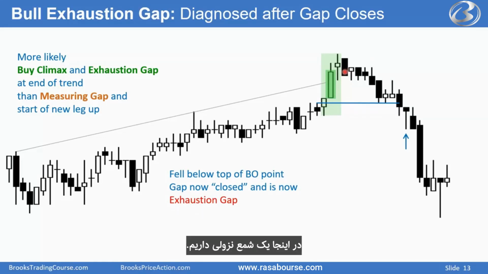Here we got bad follow through. The gap closed. We fell below the breakout point right here. And at this point, this is an exhaustion gap bar, and the bears got a reversal down.